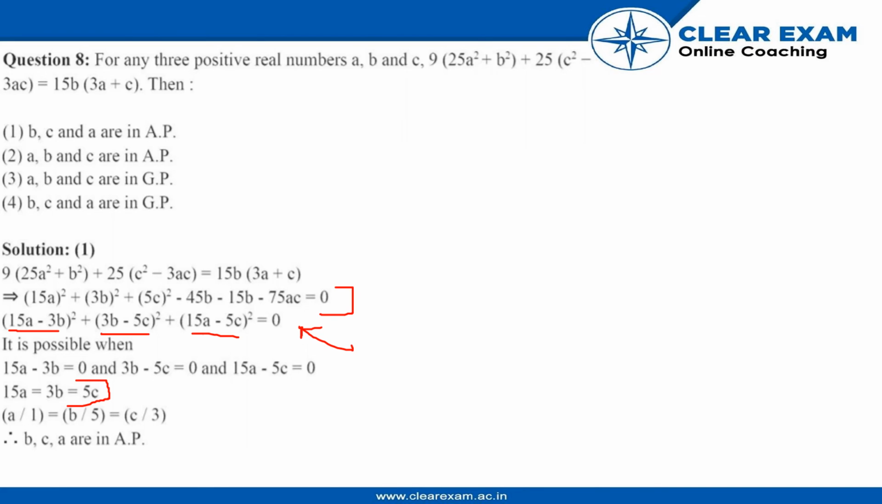We can't just say that A, B, C is in AP, right? So the increasing order would be B, C and A. B, C, A in AP, or in the reverse order, that is A, C, B is in AP. Now see which of the options is given to you. We have B, C, A and not A, C, B. So the correct option would be option 1, that is B, C, A is in AP.